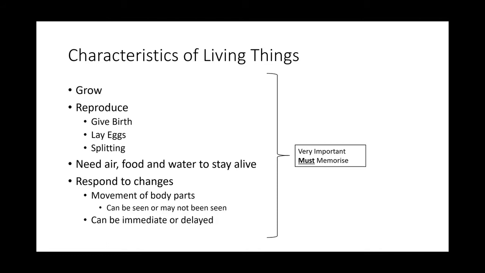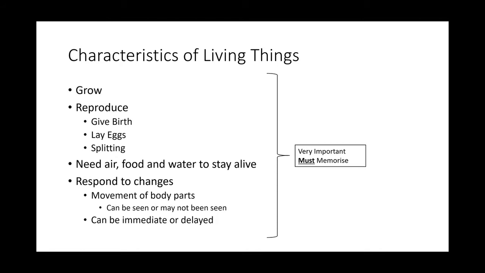How will they test you? Mainly, they'll show you something, for example, maybe a toy or maybe an animal. Then they'll ask you how do you know if this is a living thing. So you must write down they grow, they reproduce, they need air, food, and water to stay alive, they respond to changes. Or maybe they can show you that a kitten becomes a cat. So you can say that this is a living thing because the kitten grew up to become a cat.